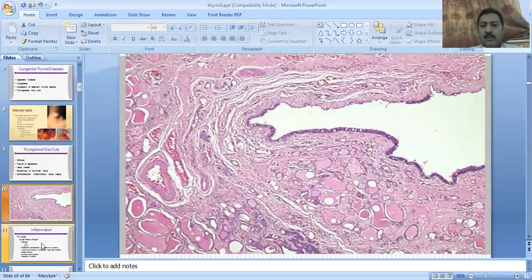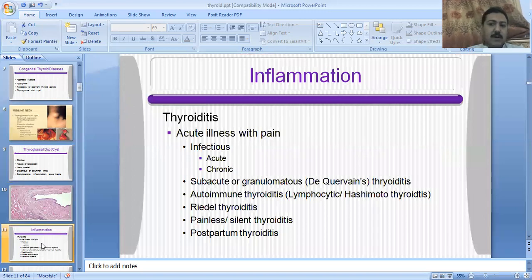Now comes the inflammatory process. What type of inflammatory process occurs in the thyroid gland? The inflammatory process in the thyroid gland is called thyroiditis. In which type of cells does the inflammation occur? These will be the thyroid follicular cells. We can classify thyroiditis into 4 or 5 processes.